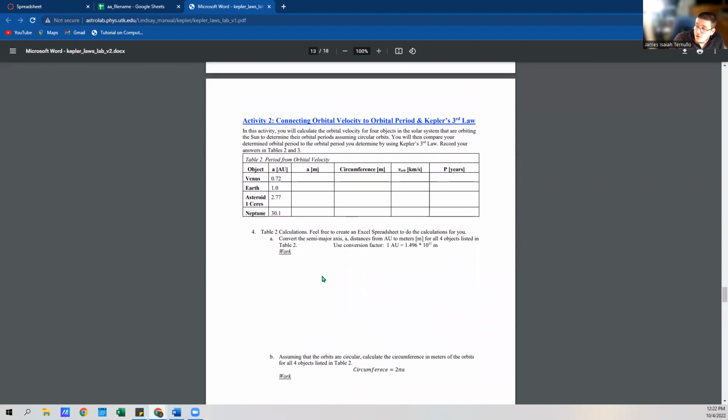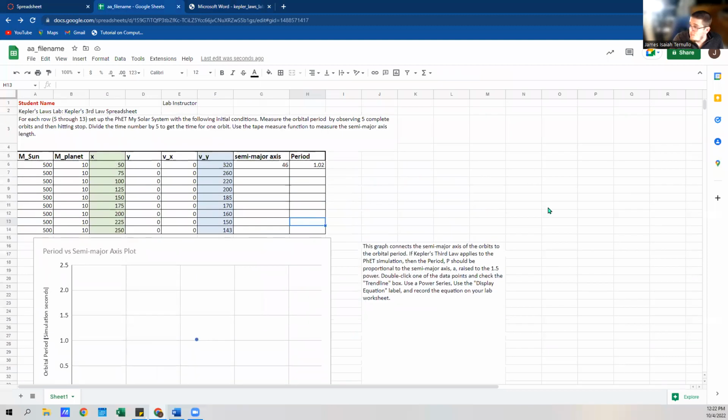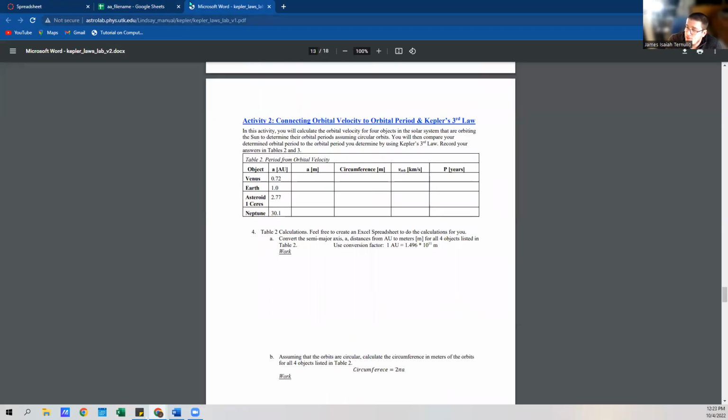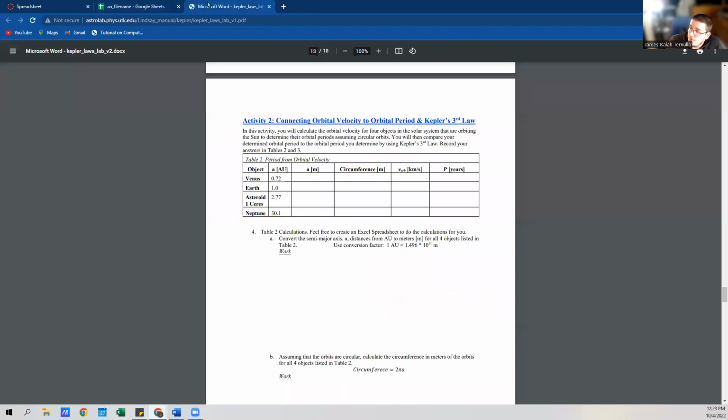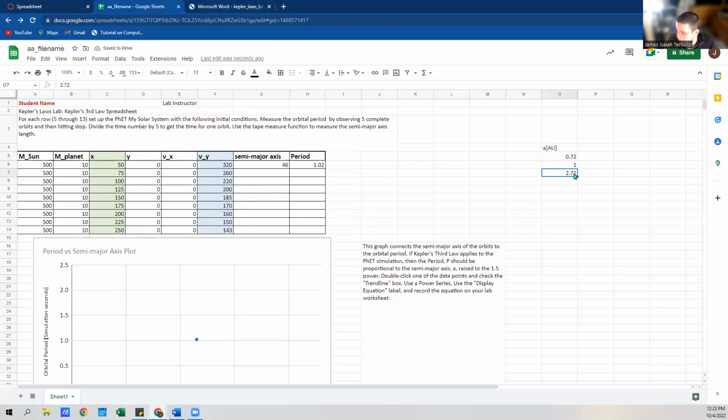It says here in the instructions that you can use the spreadsheet here. You are definitely welcome to. I started it when I created the answer key. I started over here and I just put an AU, and then I went over here and I saw 0.72, 1.0, 2.72, all that good stuff, or 2.77, sorry.